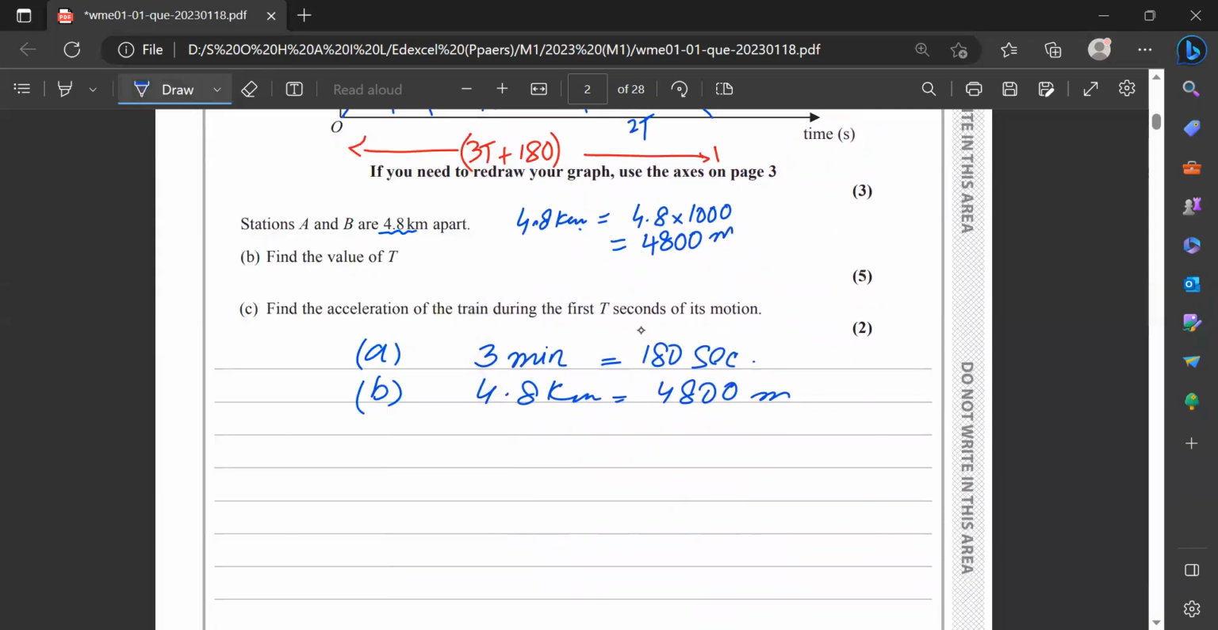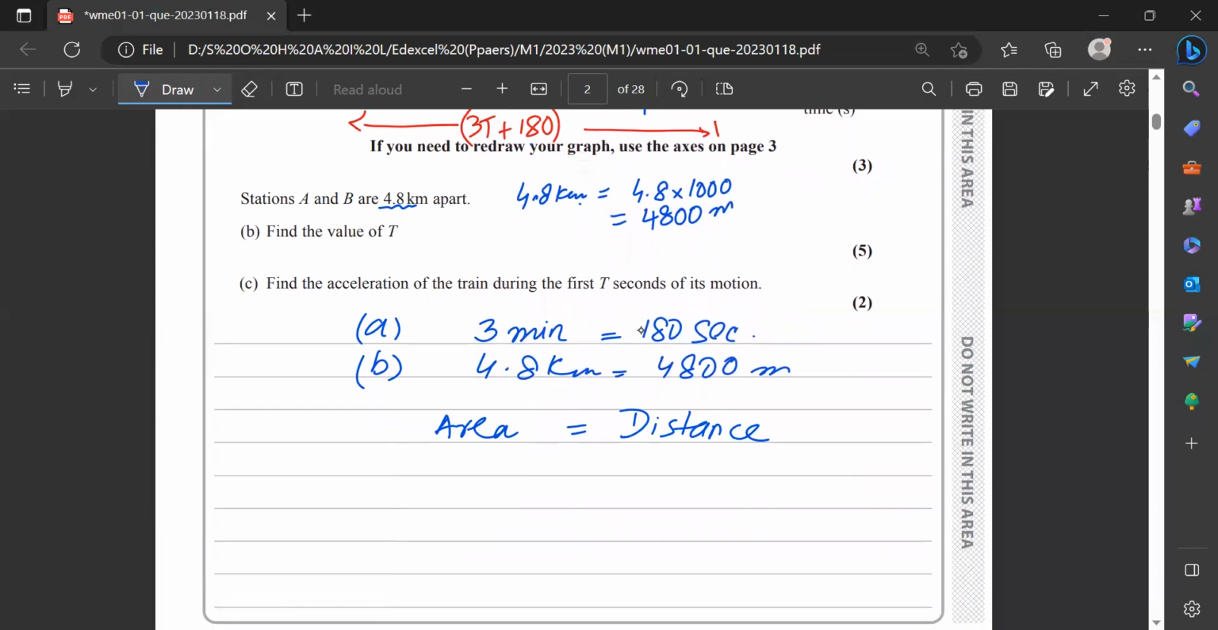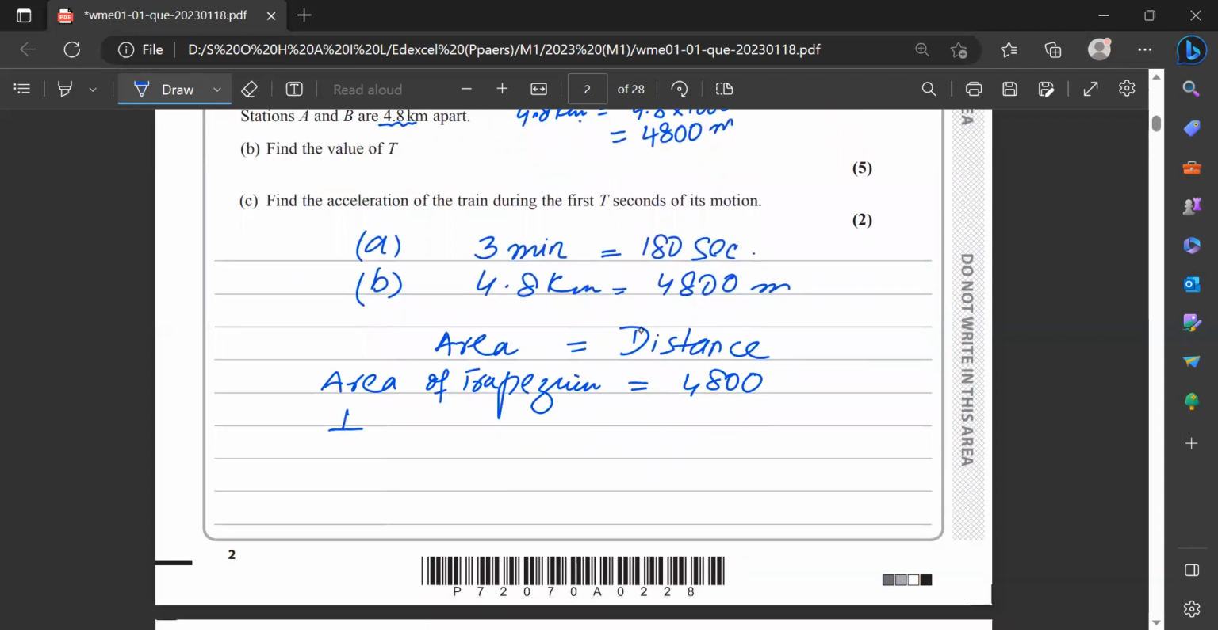So the distance is the area, or the area under the graph is the distance. This is for the speed time graph. So half into sum of parallel sides, area of trapezium. This is basically the area of trapezium, which is equal to 4800, half into sum of parallel sides.